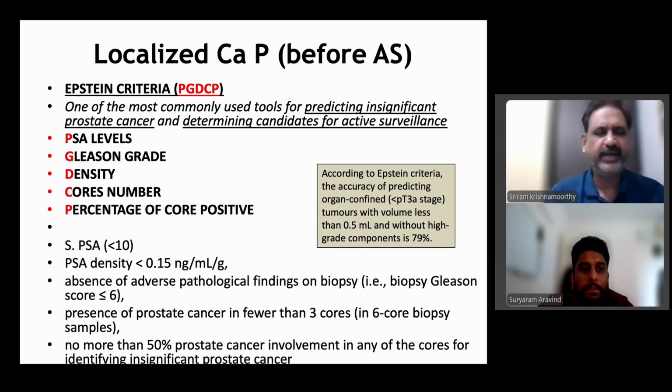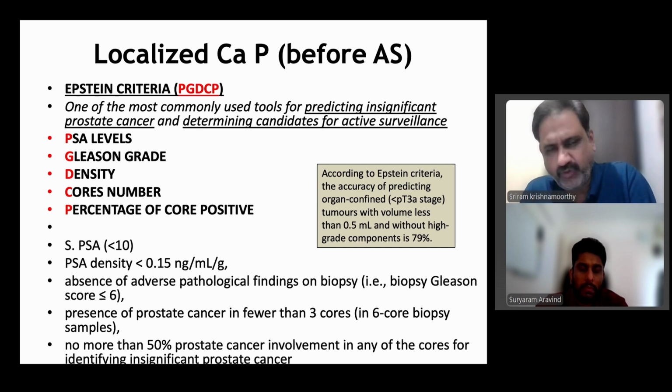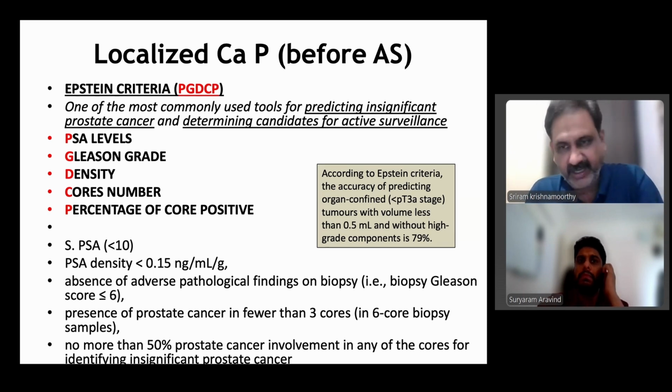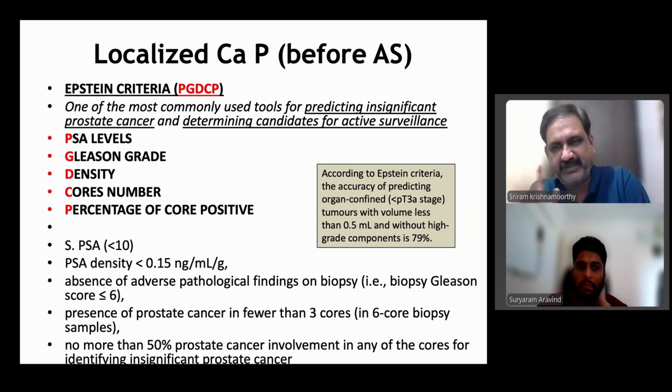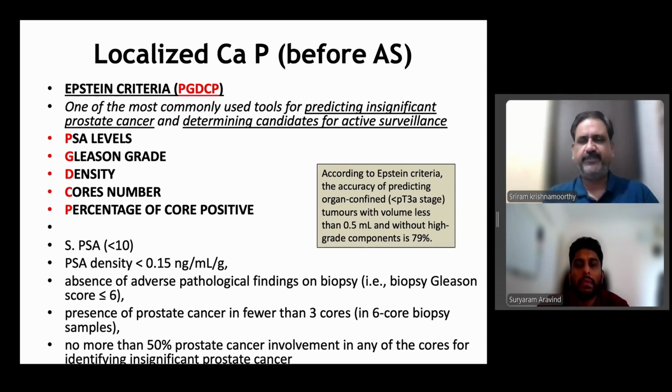Even if it is a localized prostate cancer, if the PSA level is more than 10, if the PSA density is more than 0.5, or the Gleason's grade is 4 plus 3 or 4 plus 4, they are not the candidates for active surveillance. Please remember this. This is the data which came from the prior study. Those patients with Gleason's grade of 4 plus 4, 4 plus 3, who were put on active surveillance, they all progressed very rapidly, in which case they had to intervene. So it is always better that you choose the patient for active surveillance.